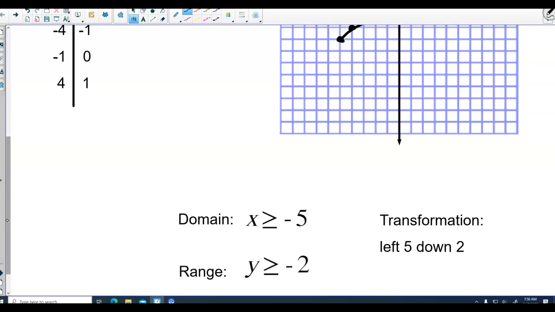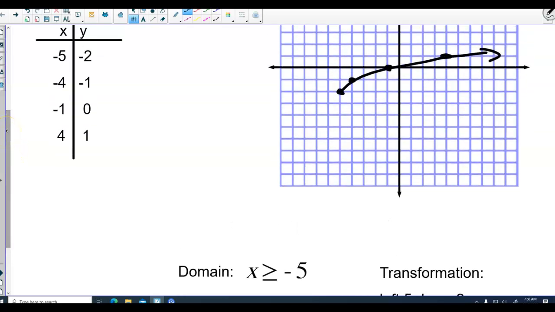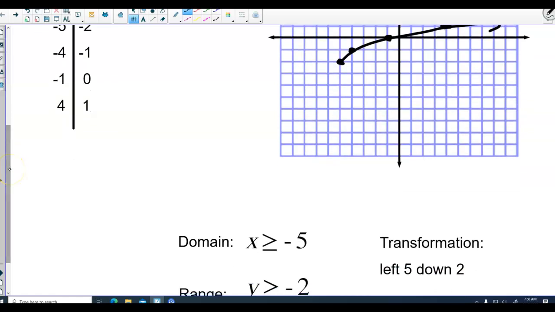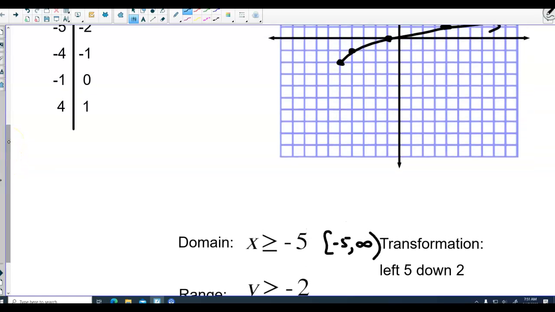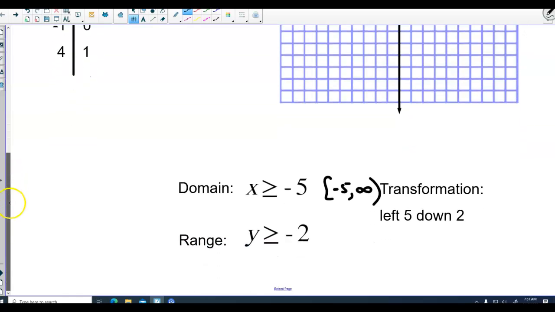This graph starts with the x coordinate at -5, and it goes to the right. Therefore, the domain has got to be greater than or equal to -5. The other way you can write the domain if you want would be this: bracket -5 to infinity. For my range, once again, I'm reading the graph. I'm at -2, and it's going up. So my range is y is greater than or equal to -2, or bracket -2 to infinity.